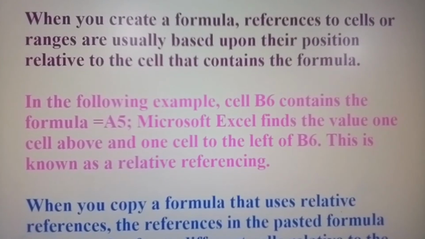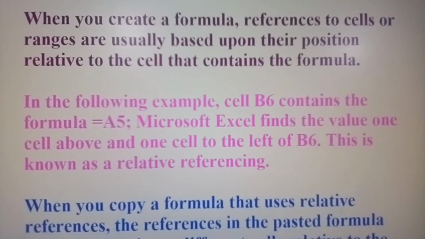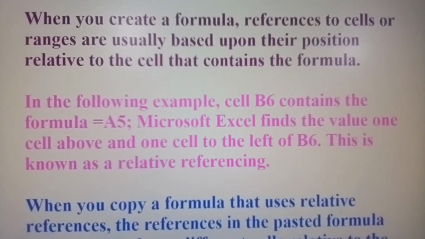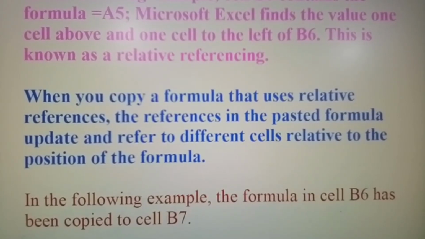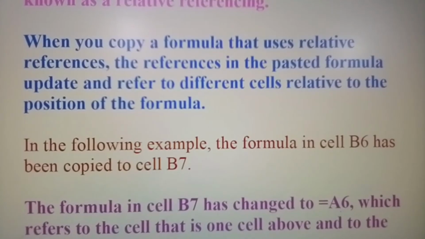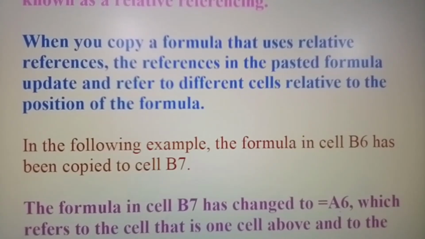When you copy a formula that uses relative references, the references in the pasted formula update and refer to different cells relative to the position of the formula. In the following example, the formula in cell B6 has been copied to cell B7. The formula in cell B7 has changed to equal A6, which refers to the cell that is one cell above and to the left of cell B7.